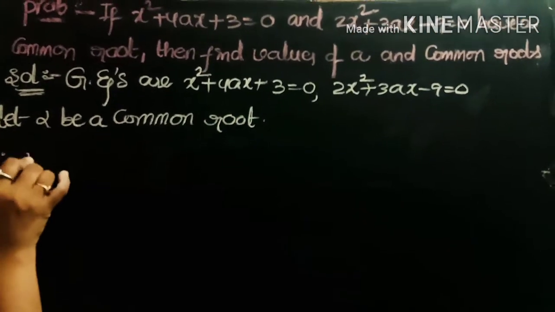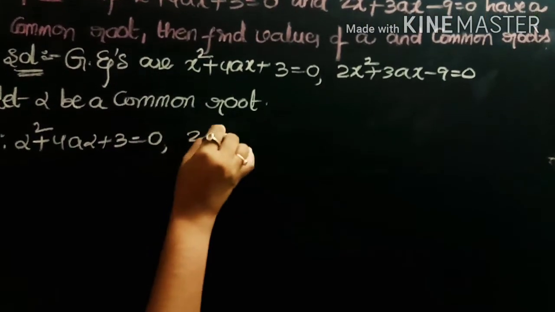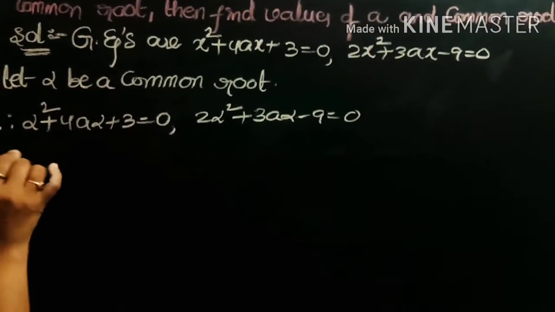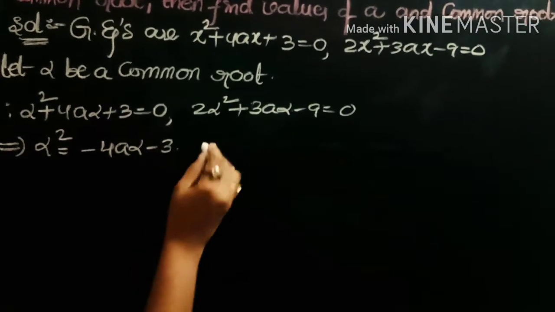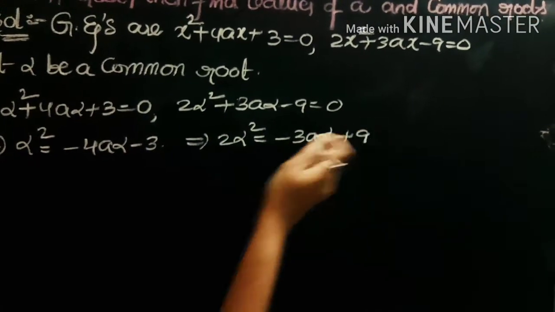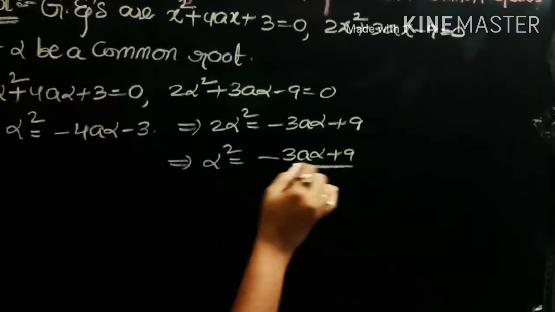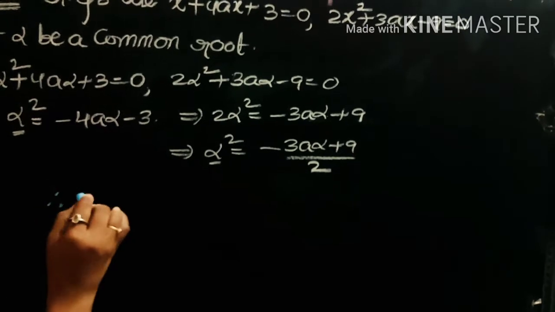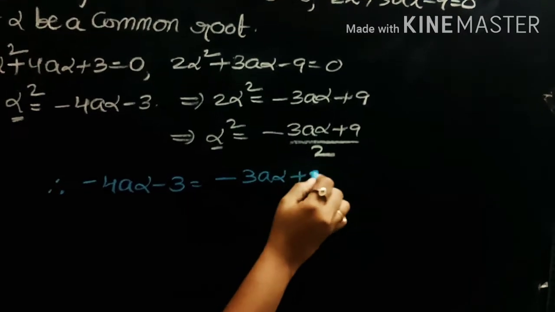Therefore alpha square plus 4a alpha plus 3 equals 0 and 2 alpha square plus 3a alpha minus 9 equals 0. From the first, the value of alpha square is equal to minus 4a alpha minus 3, and from the second, 2 alpha square is equal to minus 3a alpha plus 9, which implies alpha square is equal to (minus 3a alpha plus 9) by 2. Now we are equating both of the alpha square values. Therefore, minus 4a alpha minus 3 is equal to (minus 3a alpha plus 9) by 2.